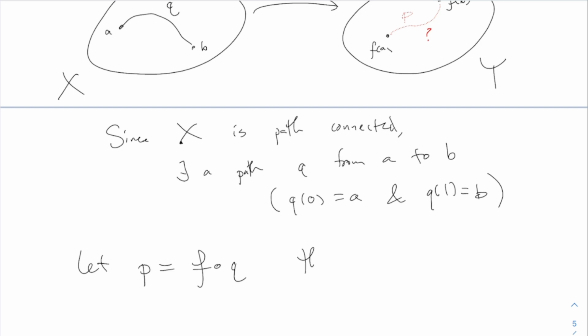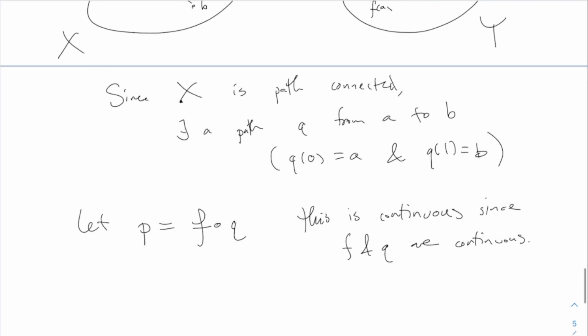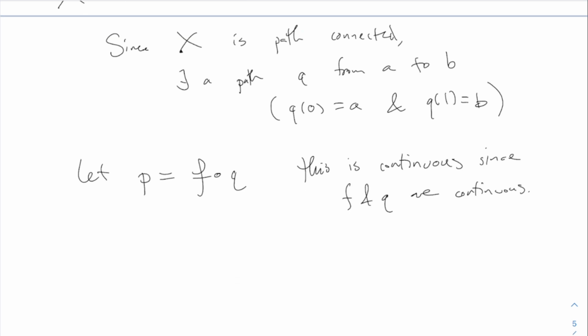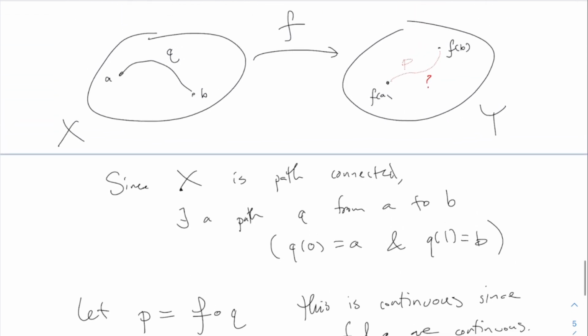So this is continuous, since f and q are continuous. Right? And is it really a path from f of a to f of b? You have to check the endpoints. What is p of 0 and what is p of 1? If this is going to work on our picture, we need p of 0 to be f of a and p of 1 to be f of b.